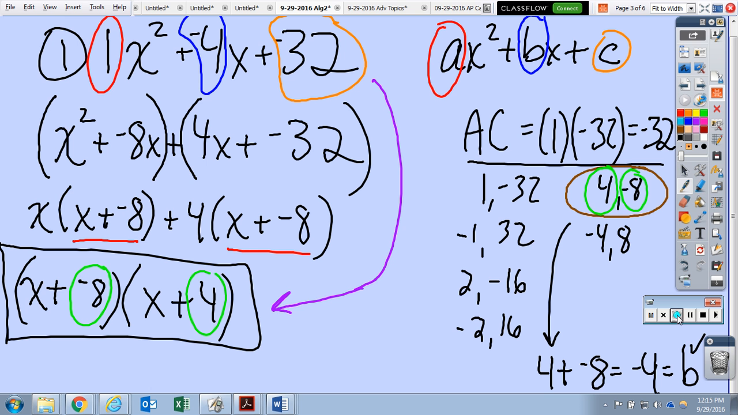That makes sense. So I choose these two, and I can go straight to here. This here is necessary when A is not 1. But right now, for this worksheet, we're just going to do the simple ones when the A coefficient is 1. You find these, then you can just write it, and you're done.